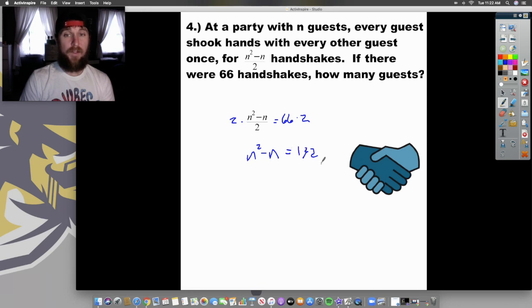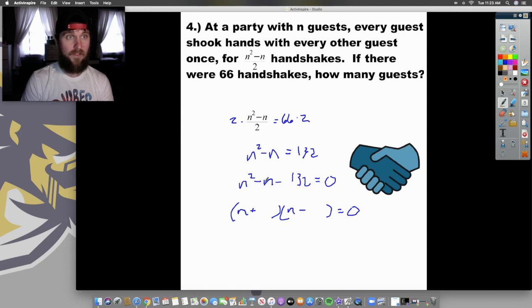Okay, we want it set equal to 0, so we can use that 0 product property. So we're going to bring the 132 to the other side with subtraction. Now we can factor it. 1 in front of the n squared, so we know it's going to be n and n. It's going to be a negative, so we're going to have a positive and a negative. And then we think about how many different ways you can get 132. But I want them to add up to negative 1, which tells me they need to be one spot away from each other in terms of their digits.